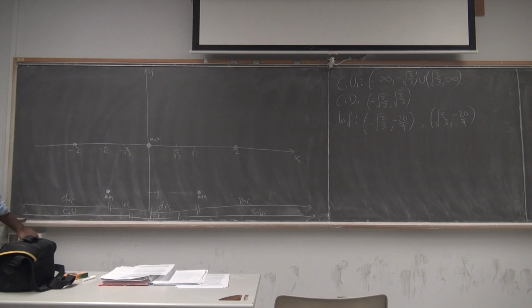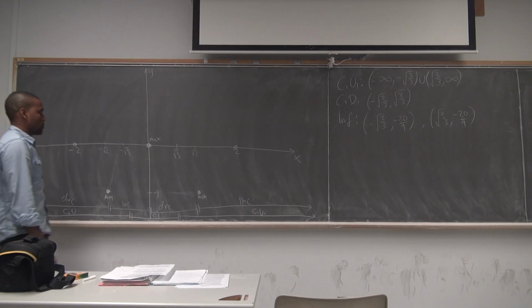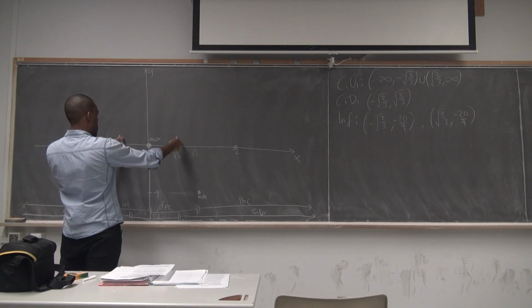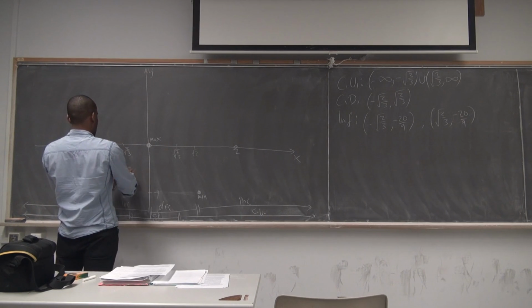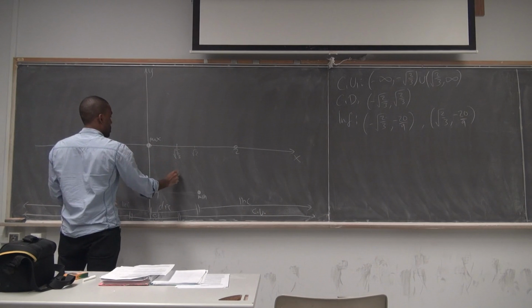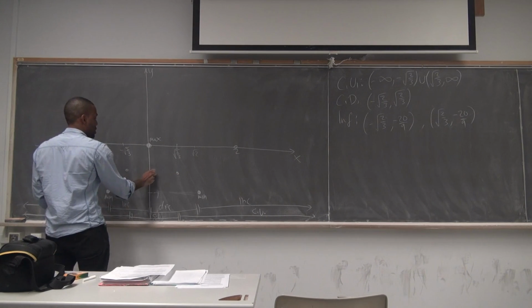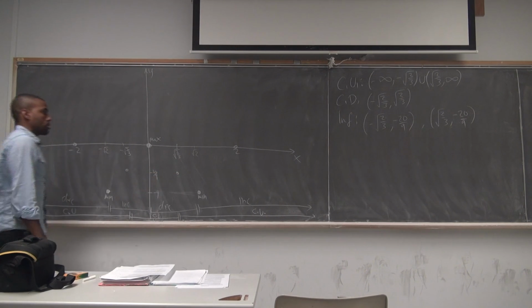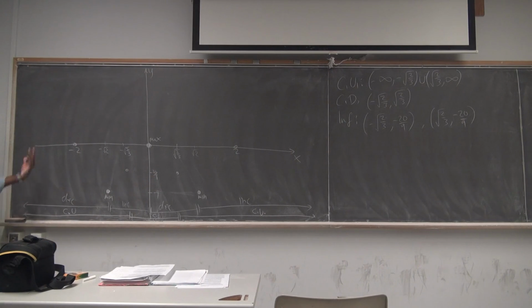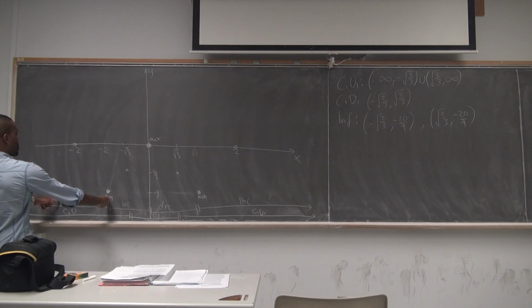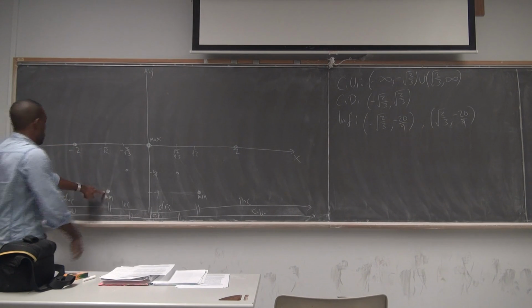Where are my inflections? My inflections happened here, right? What was it like? Right. So that happened at minus 20 over 9. That's all our information. We're up to step 5 now. So now we're actually going to draw the picture. So now what's going to happen is, notice in this region, I am decreasing and concave up, and I have to pass through this point and that point.